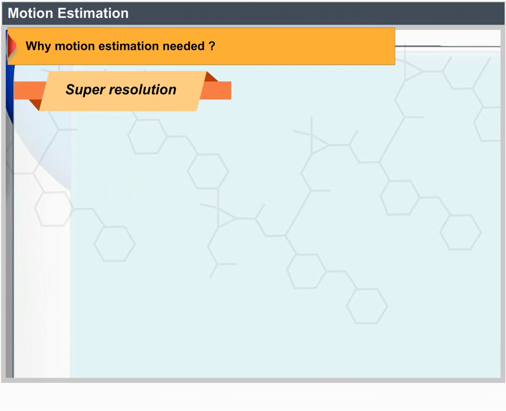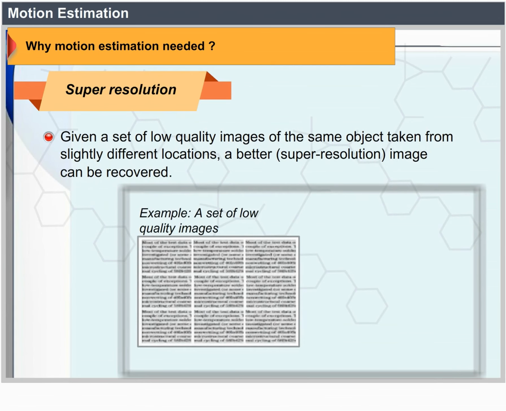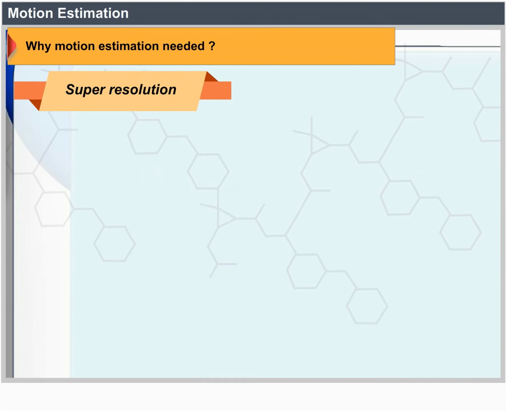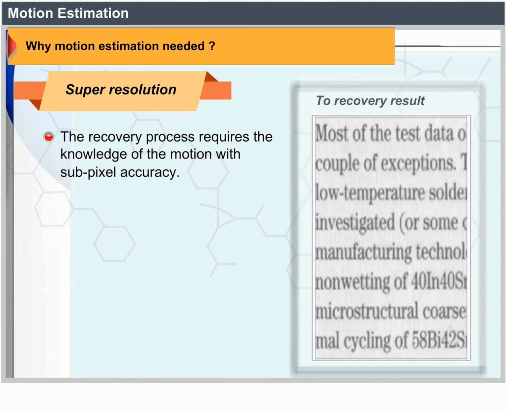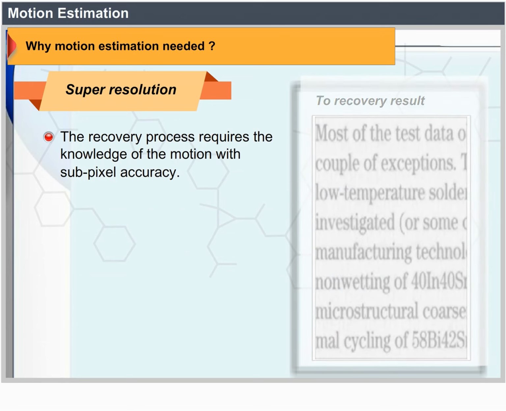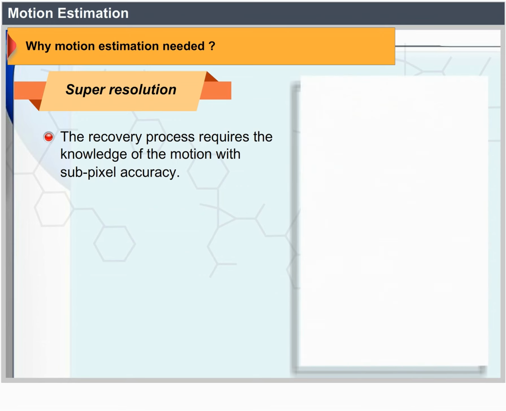Super resolution. Given a set of low-quality images of the same object taken from slightly different locations, a better super resolution image can be recovered. The recovery process requires a knowledge of the motion with sub-pixel accuracy. We can now see an example. A set of low-quality images is seen on the screen. Each of these images looks like this. After super resolution, we get the recovery result like this.